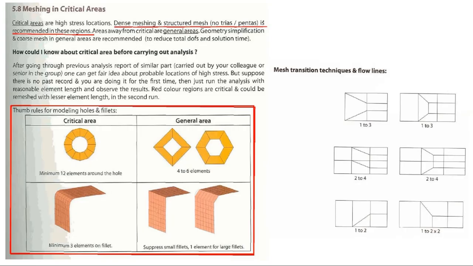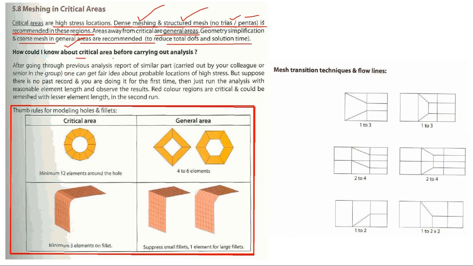And meshing in critical areas. Circular areas are high stress locations. Dense meshing, structured mesh, no trias, quads is recommended in these regions. Areas away from critical or general areas, geometry simplification, coarse mesh in general areas recommended. That's okay, to reduce the total number of degrees of freedom and solution time.